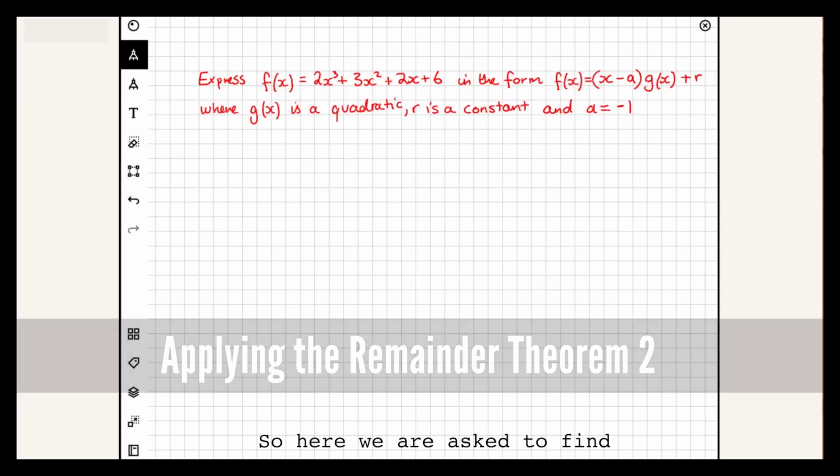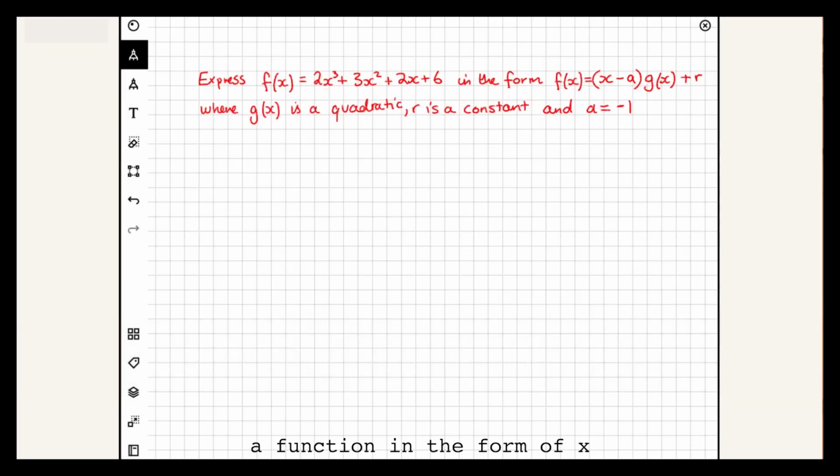So here we are asked to find a function in the form of x minus a times g of x plus a constant, and they give you a value of a, so a is minus 1. So if a is minus 1, then that would mean that f of x equals x plus 1, because remember there's minus a here. So if a is minus 1, then x minus minus 1 will be this bracket here, which makes it into a plus, multiplied by g of x plus some constant.